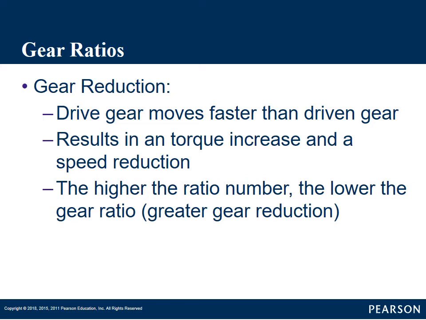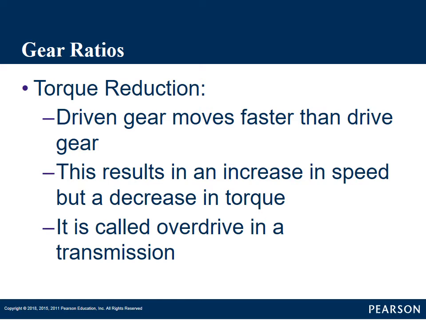That's why we get our different speeds of our transmission. We have lower gear ratios, which means more gear reduction at low speeds. And as the transmission shifts, we start getting a higher gear ratio or less gear reduction. A real easy way to remember that: the higher the ratio number, the lower the gear. In other words, the more gear reduction that we have.